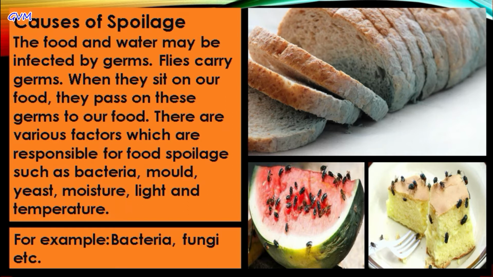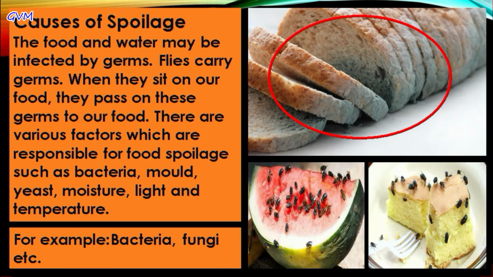Now there is a question: how can we tell that food is spoiled? Basically, the first thing you must keep in mind is the appearance of your food. You just have to look at the appearance of your food. Like in the first picture here, the color of the bread is slightly greenish or bluish. This shows that the bread has become spoiled and now it is not edible.